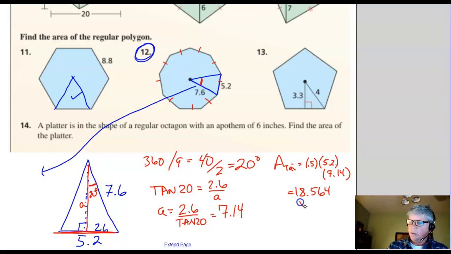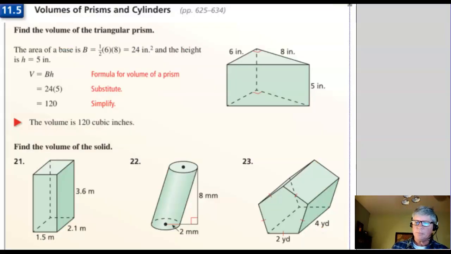So I need to multiply that just by 9, and I get 167 about. There's no units there, so sometimes you say unit squared. Cool. All right, volumes of prisms and cylinders.